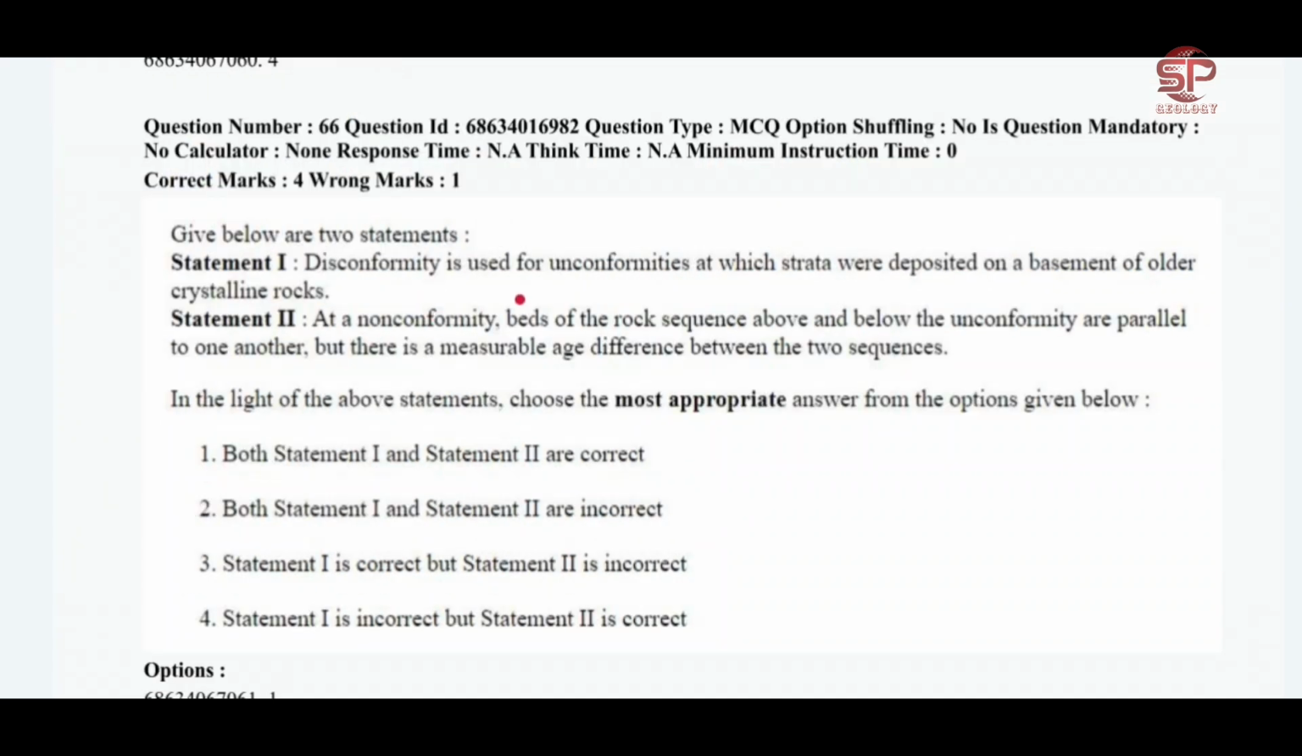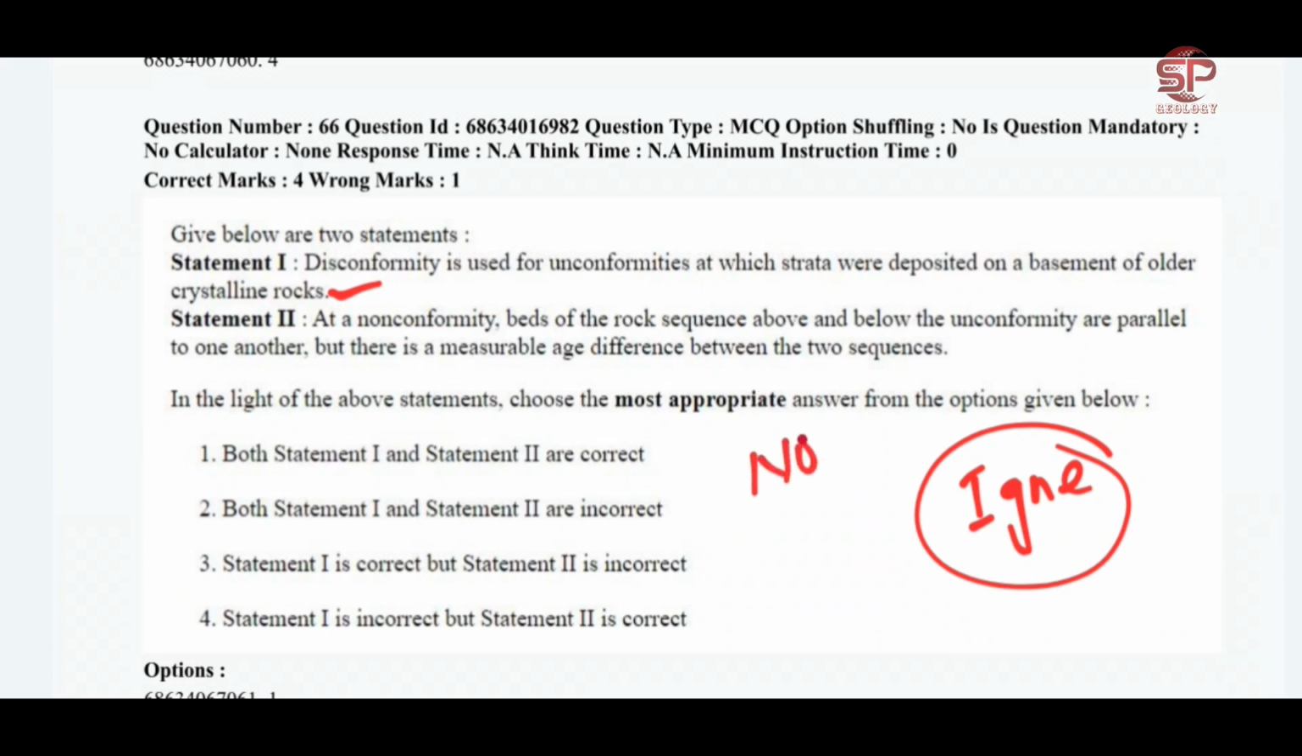So first, disconformity. It is used for unconformities at which strata were deposited on a basement of older crystalline rock. Crystalline rock means it is indicating igneous rock. So if strata were deposited over an igneous rock, it will be a non-conformity. Disconformity is for a parallel relationship between sedimentary rock.